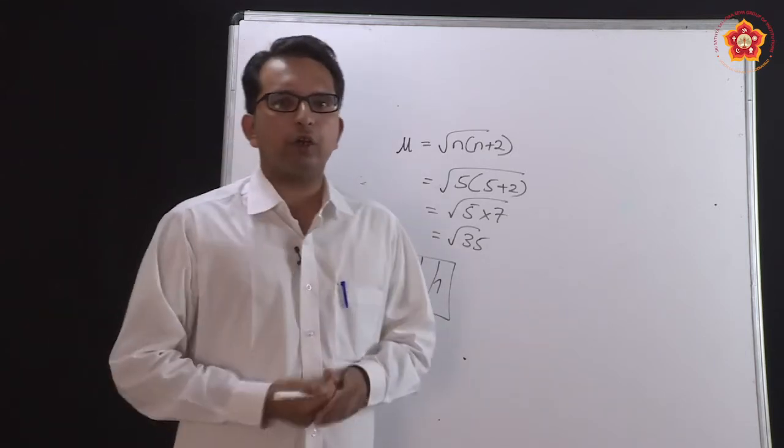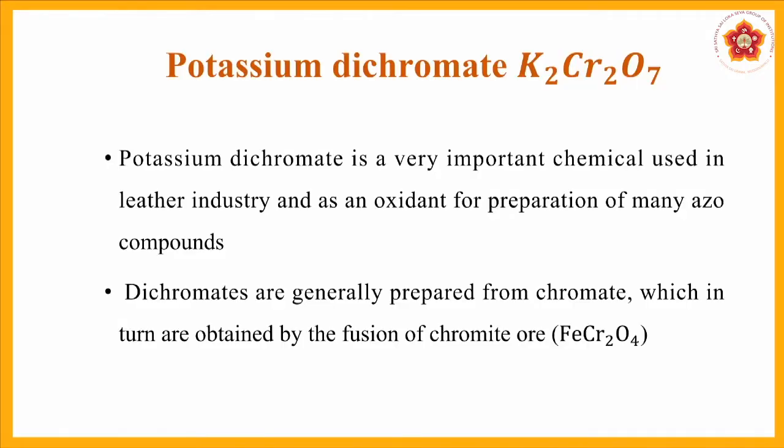So, what are certain important aspects of this potassium dichromate? We can see that it is a very important chemical that is used in the leather industry. We have come across a process called tanning. Tanning is a process where leather preparation is done, and this potassium dichromate is used mainly in the leather industry. It is prepared from an ore called chromite ore. Generally, fusion of this chromite ore happens with a base like sodium carbonate, and we also use air for this.